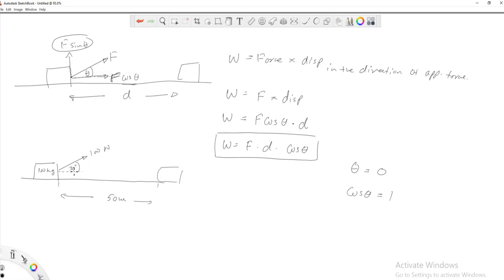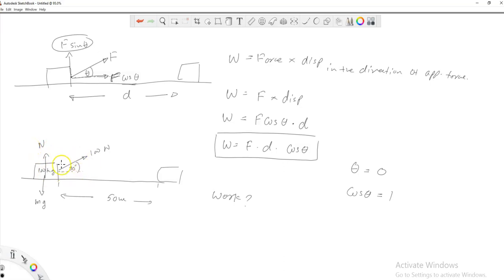Okay, so the question is: determine the work done by each force acting on the crate. So the question is work. It's asking for the work done by each force acting on the crate. Each force. What are the other forces you can think of? Now it has weight mg. There will be a normal force which is equal to mg.